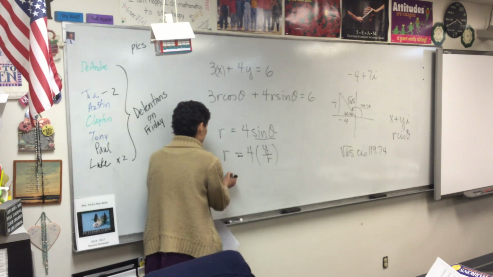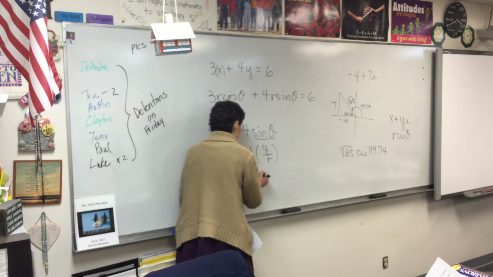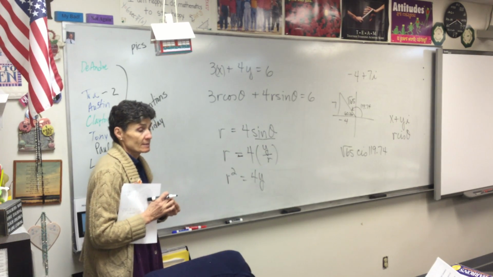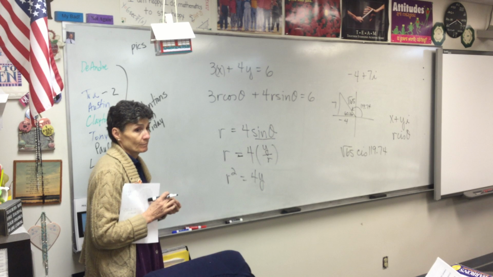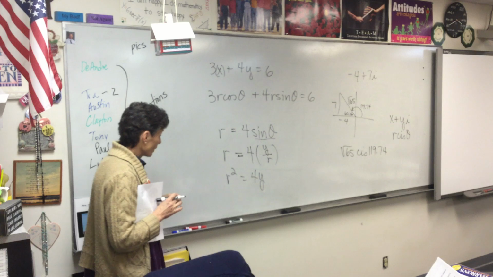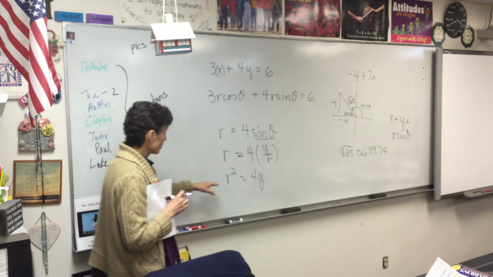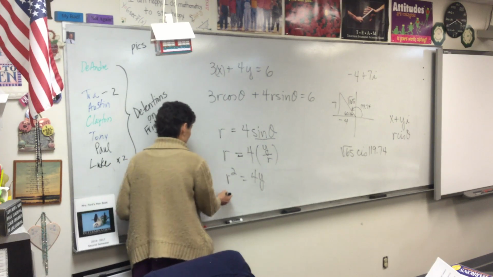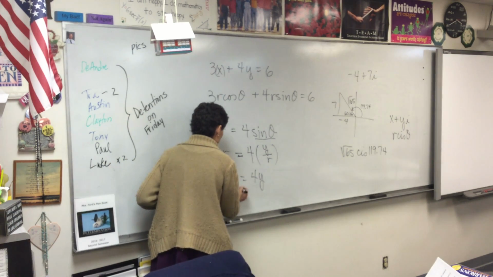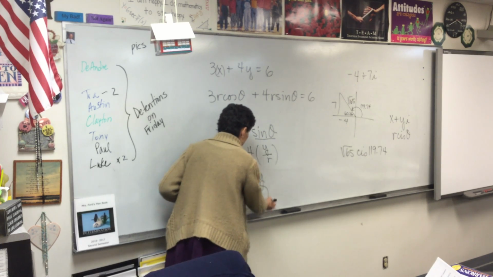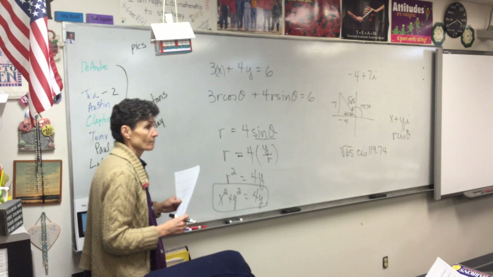So we've got to get rid of the denominator. So we're going to multiply both sides by r. You're going to multiply by whatever your denominator is. Okay? So what do we end up, oh, wait a minute. What's r squared? x squared plus y squared. Yep, the Pythagorean theorem. So there is the answer to the question.